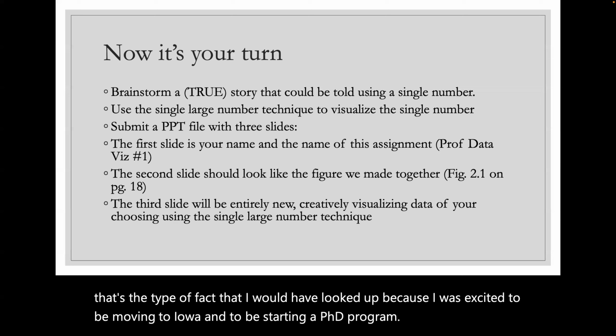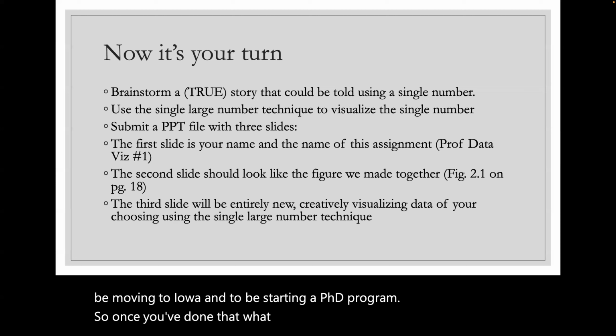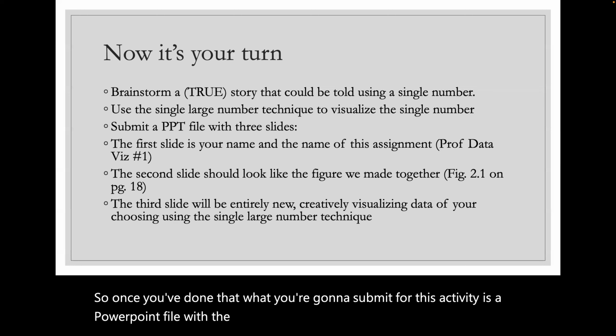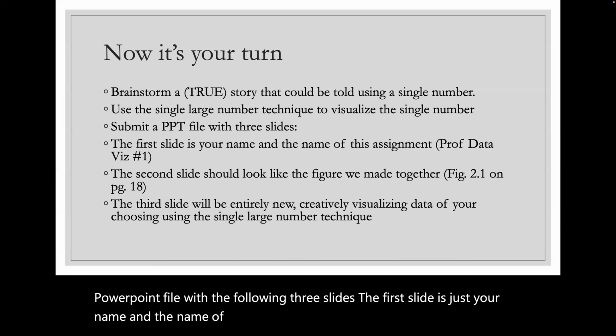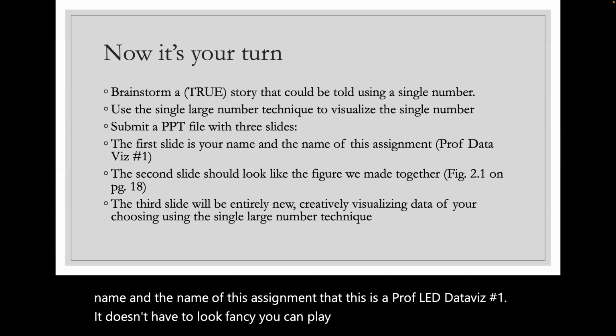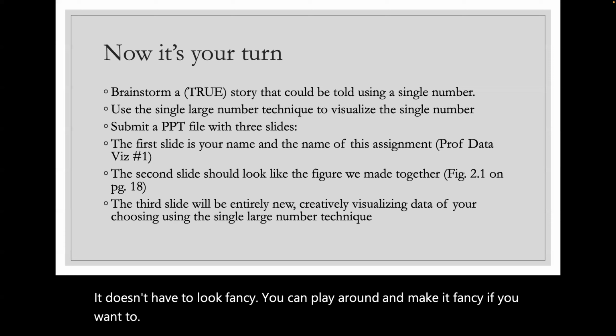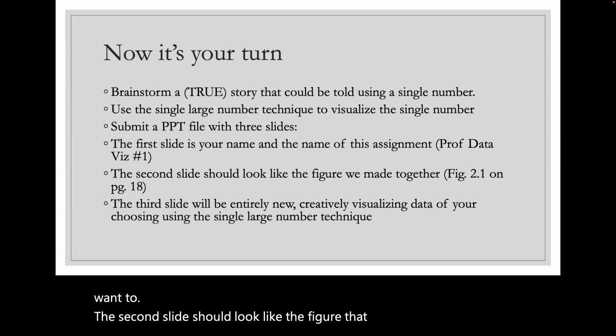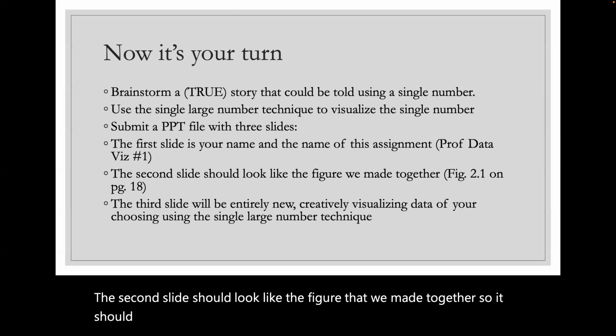So once you've done that, what you're going to submit for this activity is a PowerPoint file with the following 3 slides. The first slide is just your name and the name of this assignment, that this is a prof-led Data Viz number 1. It doesn't have to look fancy. You can play around and make it fancy if you want to. The second slide should look like the figure that we made together. So it should look pretty close to figure 2.1 in your book on page 18.